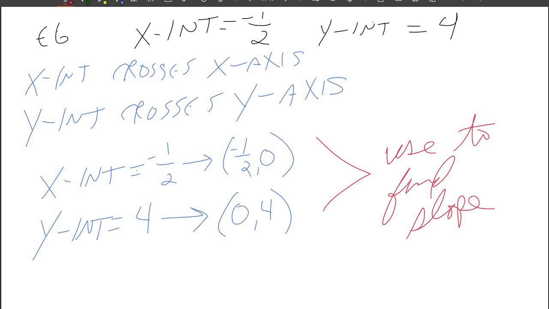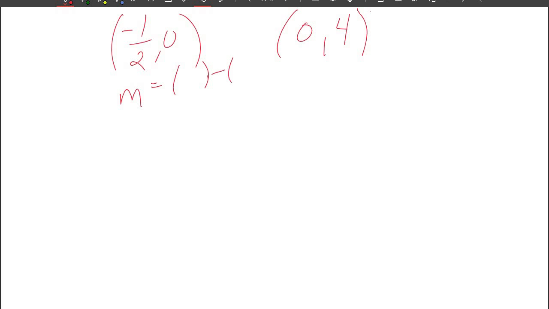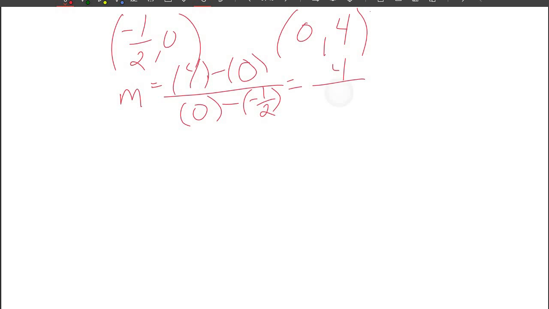Now let's take those 2 points. Negative 1/2, 0 and 0, 4, and let's find the equation of a line. First thing we've got to do is find the slope. So the second y is 4, so it's 4 minus 0 over 0 minus negative 1/2. We'll end up with 4 in the top, 1/2 in the bottom.